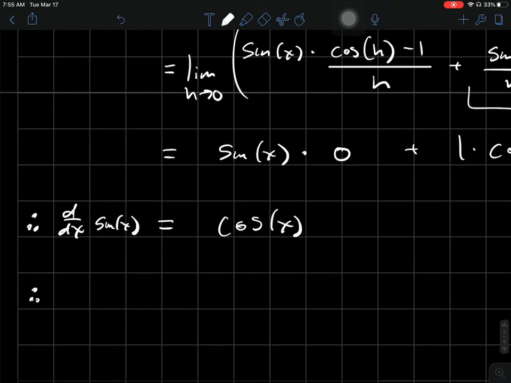So we could conclude from that that if we integrate cosine of x with respect to x, we're going to get sine of x plus an arbitrary constant. Cool? Cool.